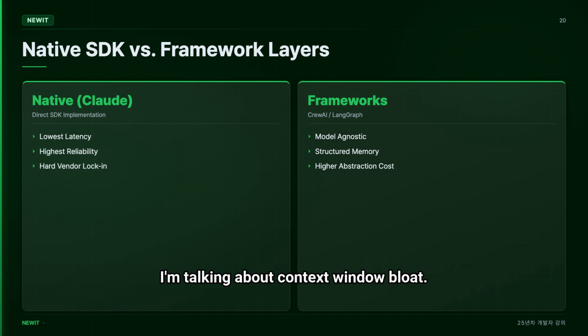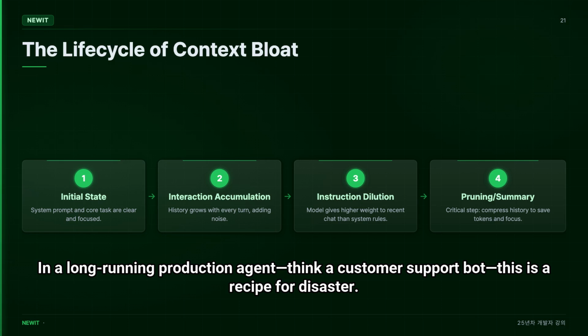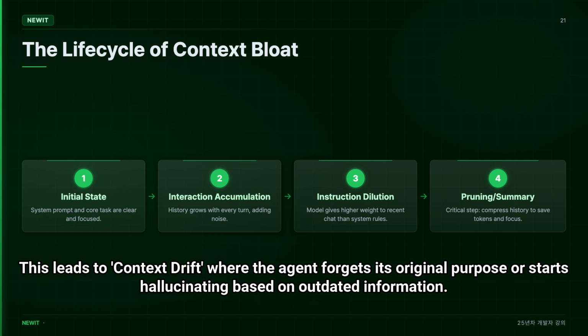I'm talking about context window bloat. Most developers treat agent memory like a simple list, just appending every message to the context window. In a long-running production agent, think a customer support bot, this is a recipe for disaster. By the 20th interaction, your context window is bloated with irrelevant small talk, and the model starts losing the needle in the haystack, your actual system instructions. This leads to context drift where the agent forgets its original purpose or starts hallucinating based on outdated information.